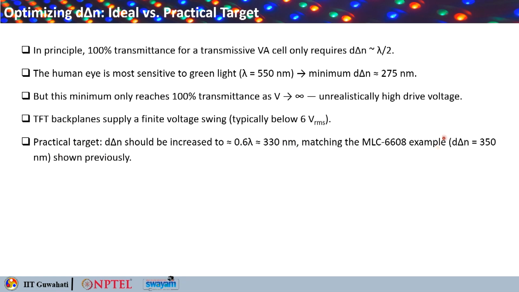So in that case you should increase your d delta n. If you go up to say 0.6 lambda, that comes out to be 330 nanometer, and that typically matches the previous example that we discussed of MLC 6608, where d delta n was around 350 nanometer, right?